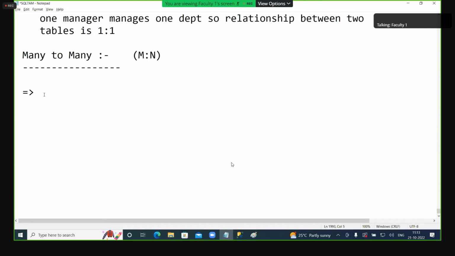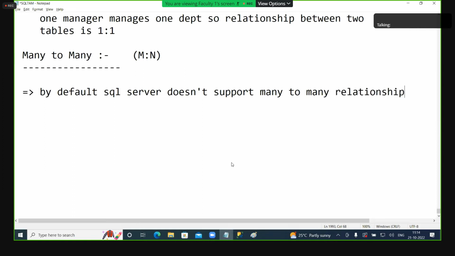Then many to many. By default, no RDBMS supports many to many relationship. SQL Server doesn't support it, nor Oracle, MySQL; any RDBMS you take. Direct many to many relationship between two tables is not possible. You have to break the many to many relationship into two one to many relationships. We'll talk about SQL Server: by default it doesn't support many to many relationship.